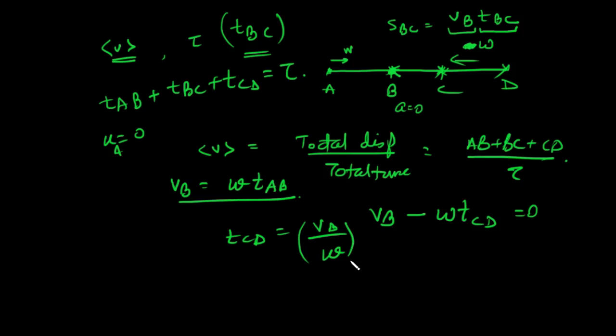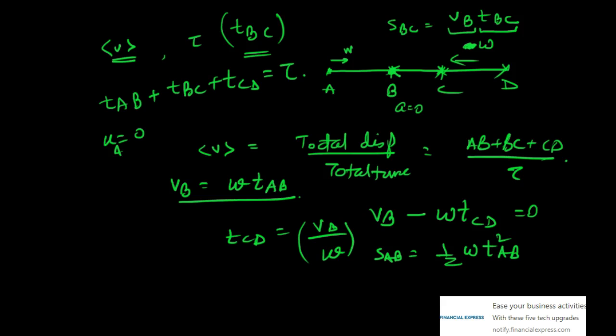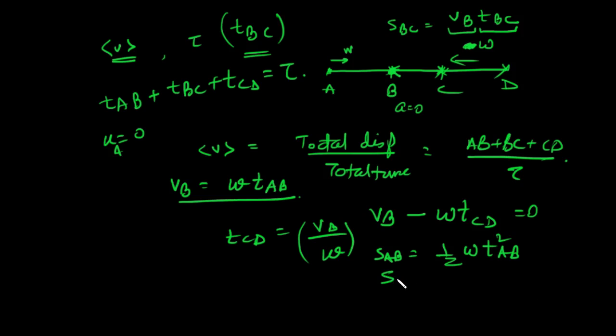Now what is the total displacement? First of all, S_AB would be equal to half w times the time taken from A to B, whole square. And S_BC would be equal to the velocity at B times the time taken from B to C. And S_CD would be equal to half w times the time taken from C to D, squared. Why? Because the final velocity here is 0.